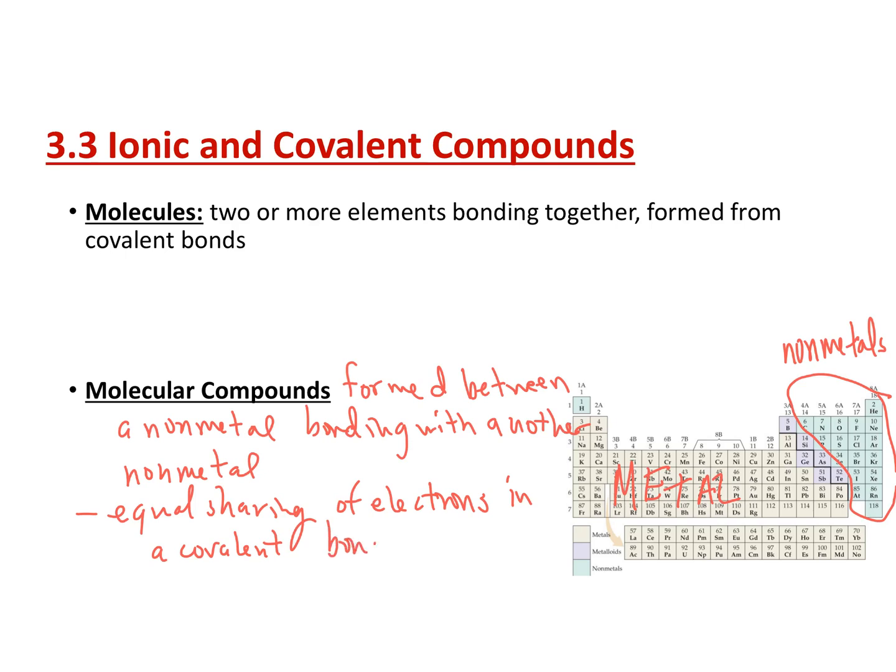That's different than ionic compounds. So for molecular compounds, we need something from the upper right-hand corner of the periodic table bonding with another element from the upper right-hand corner of the periodic table. That is going to be your best way to distinguish what is a molecular compound from an ionic compound.